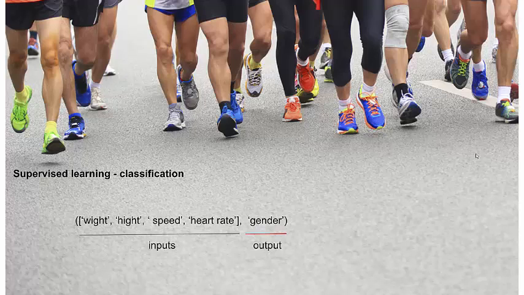We feed it the inputs, which are only weight, height, speed, heart rate for each pair of legs or data point, and we get the classification to female or male.